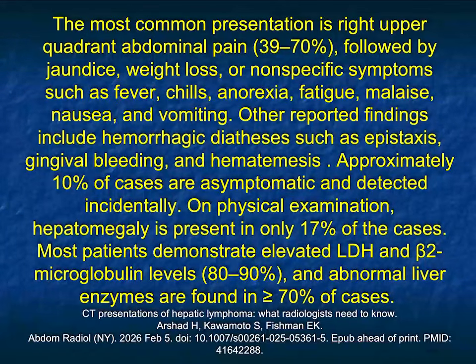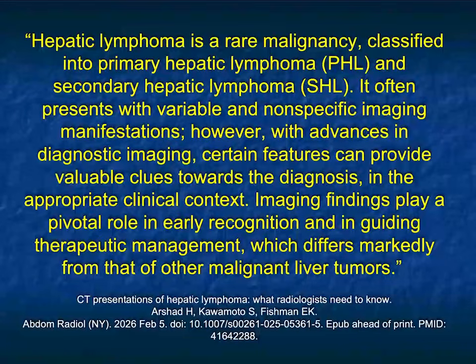Most common presentation is going to be right upper quadrant pain, but again, that's not very specific. You could see jaundice, weight loss, fever. Depending on the appearance, it can look just like metastatic disease from almost any organ, or when solitary, can look like an abscess, or it can look like a cholangiocarcinoma when it's very centrally located. On physical exam, hepatomegaly is present in only about 17% of cases, and patients commonly have abnormal liver function studies.